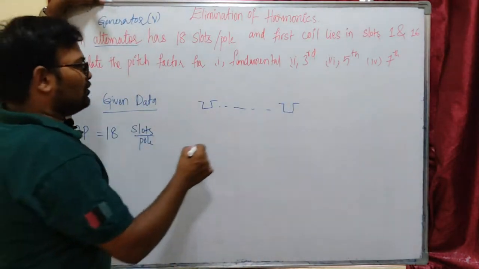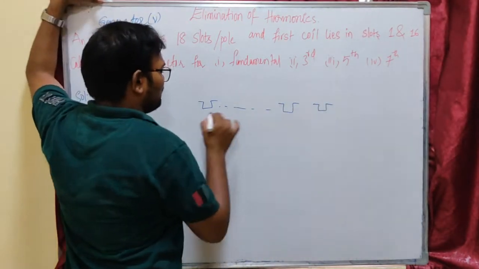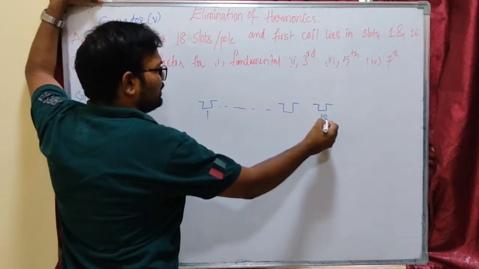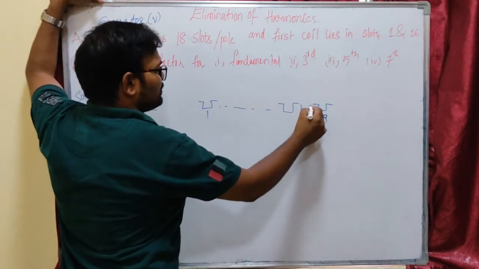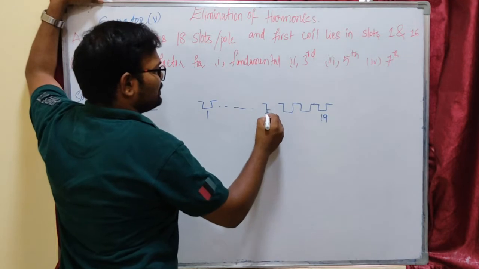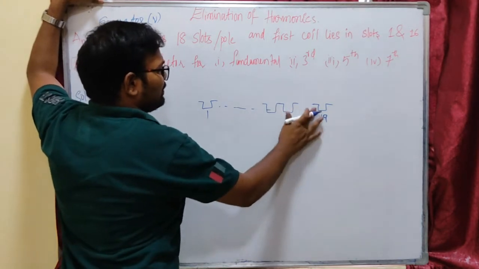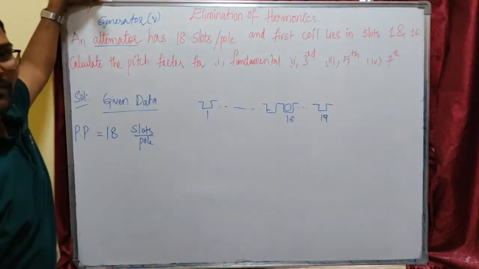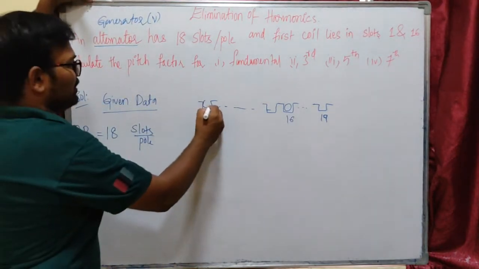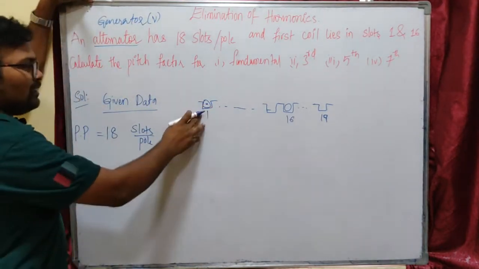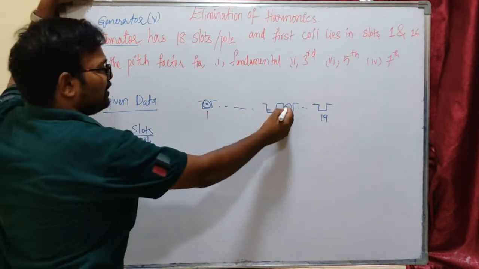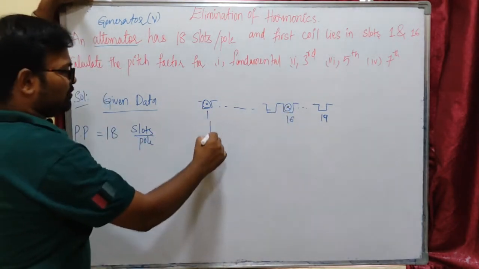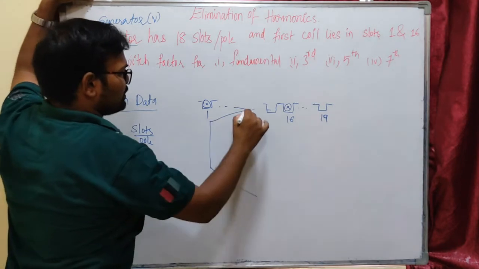That means for a full pitch winding, you have to keep one coil side in the first slot and another coil side in the 19th slot, after 18 slots. But here the other coil side is kept in the 16th slot. One coil side is placed in the first slot, and in the 16th slot another coil side of the coil is placed. That means this will be the structure of that coil.